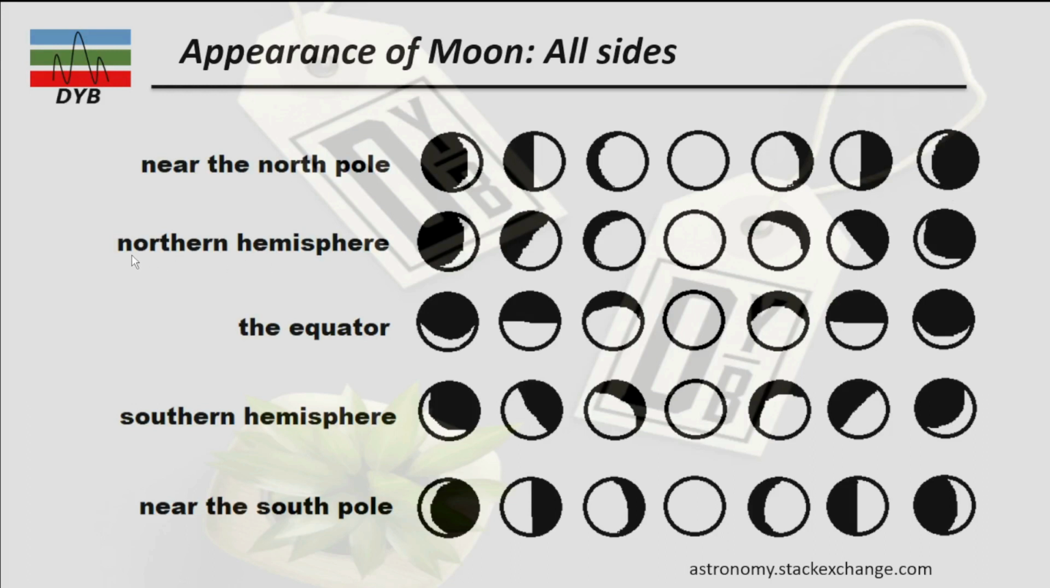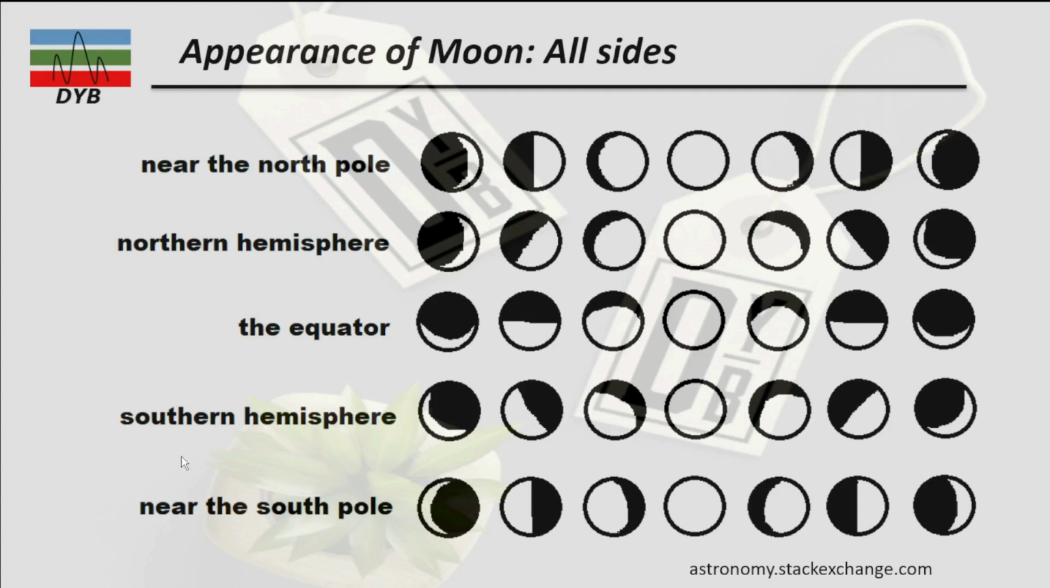But when a person is looking from the northern hemisphere, the moon will appear a bit more tilted like this one. So it will be like this, then this. The full moon is obviously the same for all hemispheres. But if you look at the equator, you will see this view of the moon when it's a new moon. And when it's ending, obviously it will be the same as this one.